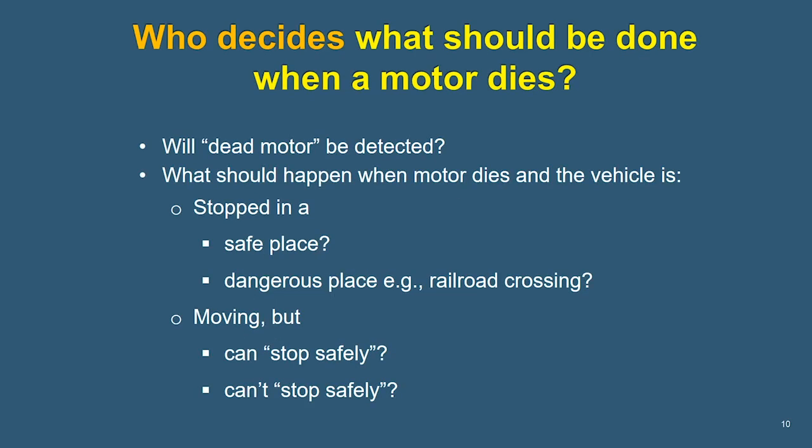First of all, will the vehicle be able to detect the fact that the motor has died? Then what should happen when the motor dies and the vehicle is stopped in a safe place versus stopped in a dangerous place? How about when it's moving but can safely stop, or worst, moving and it can't safely stop?